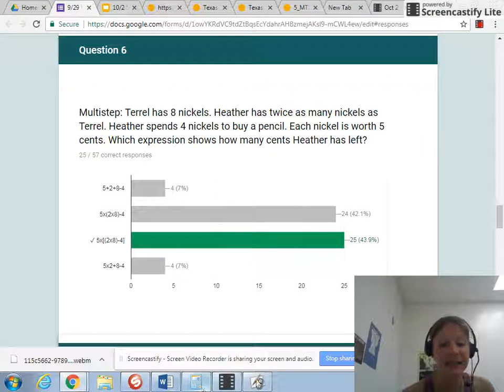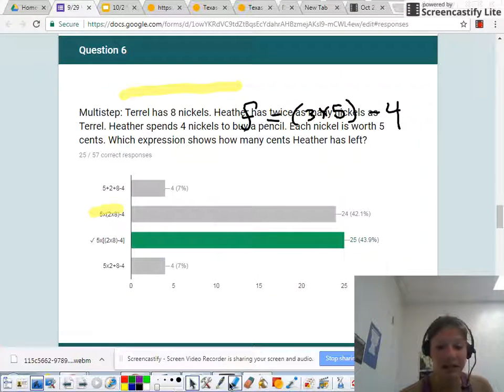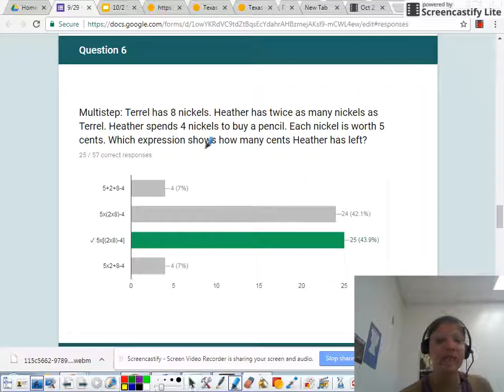Multi-step. This one I will agree with y'all. I thought this one was kind of tough, but I wanted to include it as a challenge. So it says, Terrell has 8 nickels. Heather buys twice as many nickels as Terrell. So what is she doing? Twice as many. So you're timesing by 2.